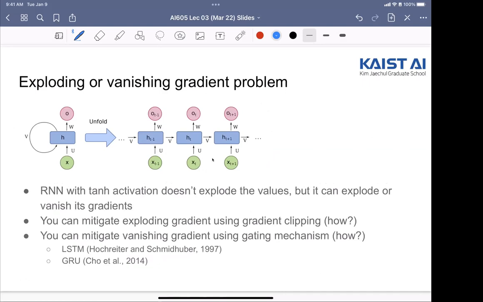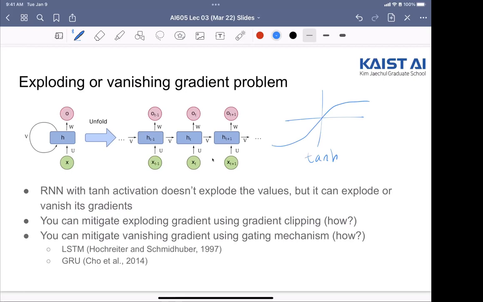But that's not the only issue with RNNs. Another issue is that gradients might be exploding or vanishing. I'm pretty sure you'll be exploring this in your assignment. The RNN with tanh activation doesn't explode the values, because tanh always maps any real number to between negative one and one, right? Remember this. So this is tanh. It will not explode the values themselves. So that's fine.